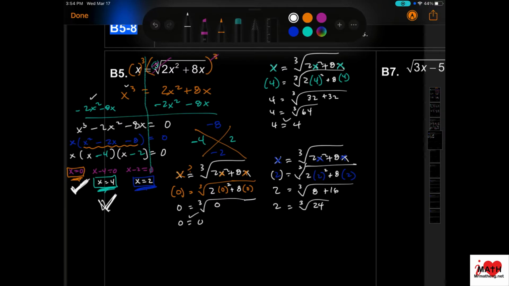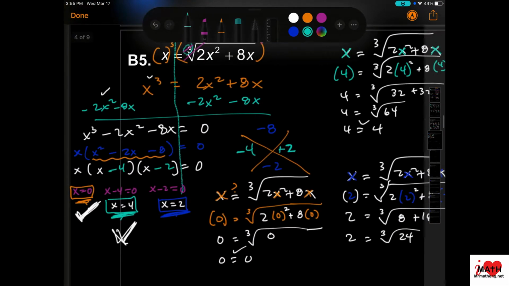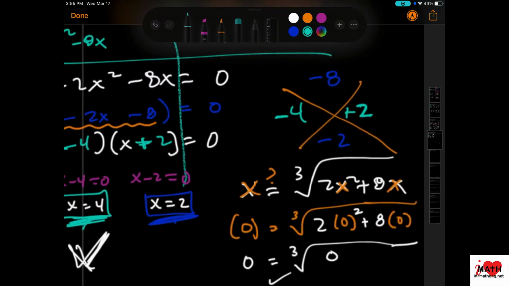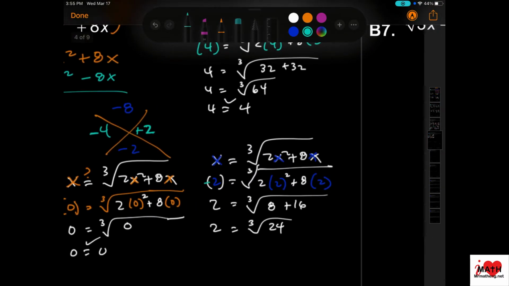Made a mistake. Oh, I did it. Let's see. Okay, so this was a positive 2, which means I should have put it here positive. Positive, so that means this is a negative 2. So what we're testing is a negative 2.